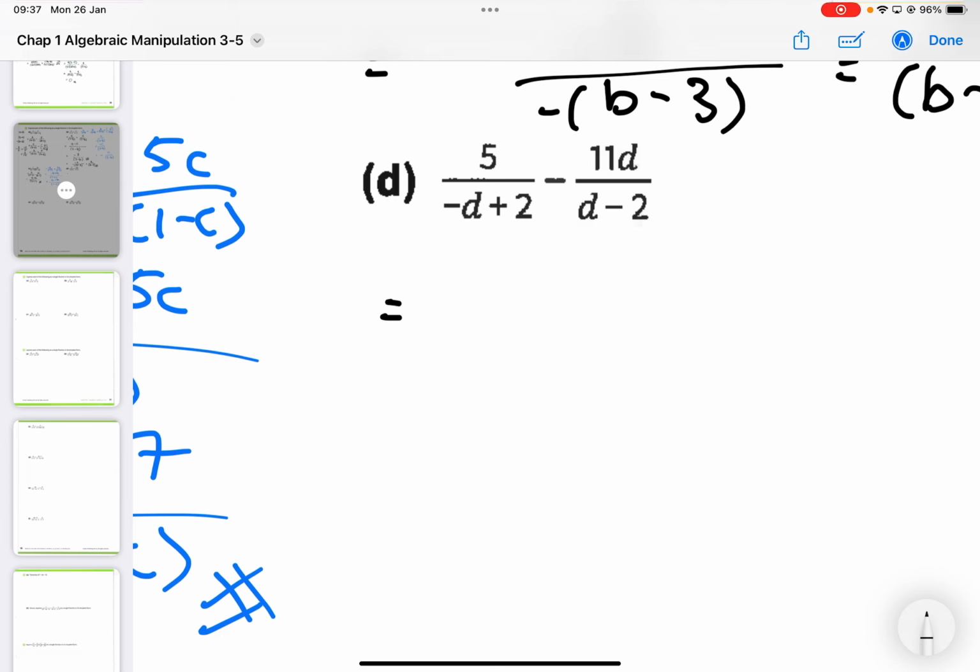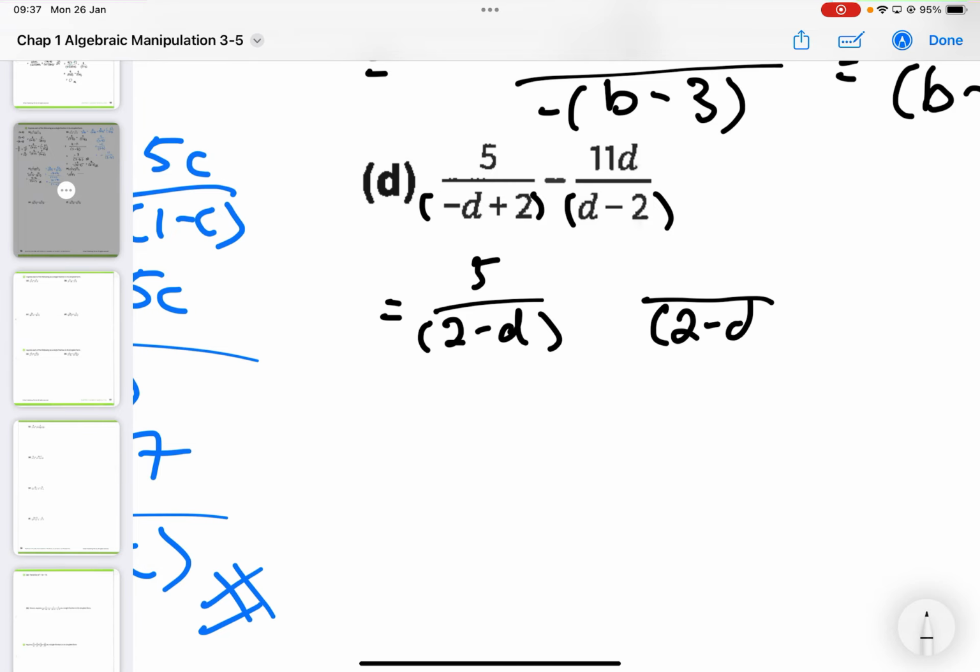Okay? Same, bracket. Then this one, I must also realize minus d becomes plus d, plus 2 becomes minus 2. So I will want to change the sign of one of them. I will rather change the back. But this one I can write as positive 2 minus d. So when I'm changing the back, it becomes 2 minus d, 11d.